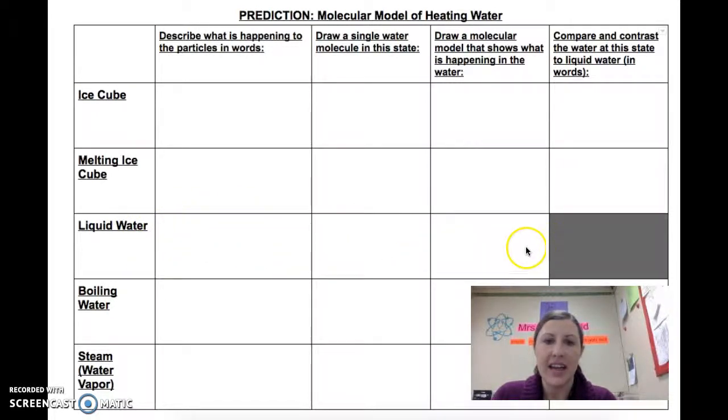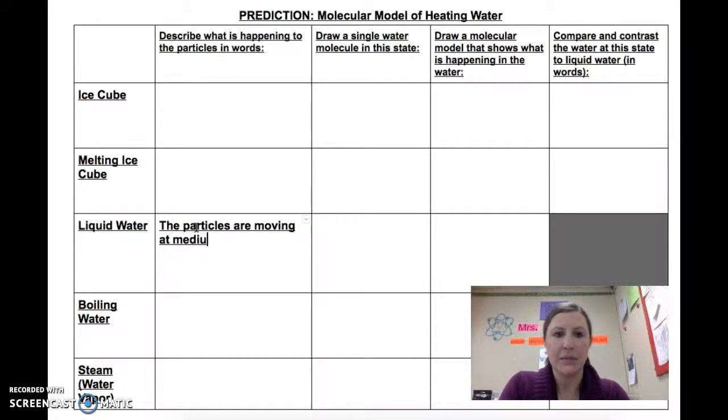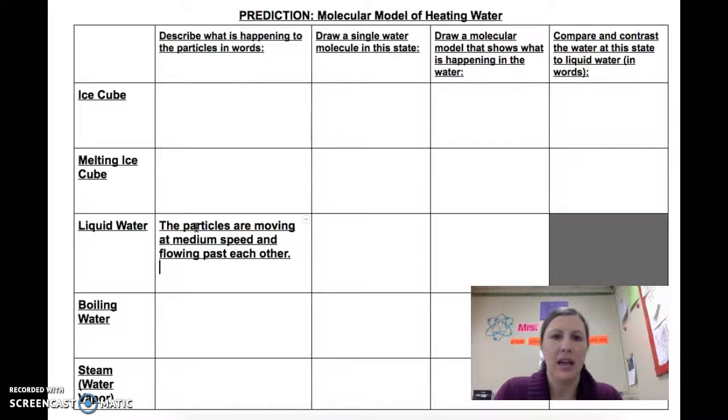You can fill it in like I do once you get your paper, or you can just fill it out in your own words. What you're going to tell me is first you're going to describe what's happening to the particles in words. So if I'm describing what's happening to the particles in liquid water in words, I would say the particles are moving at medium speed and flowing past each other. And that's just my description of what's happening in water.